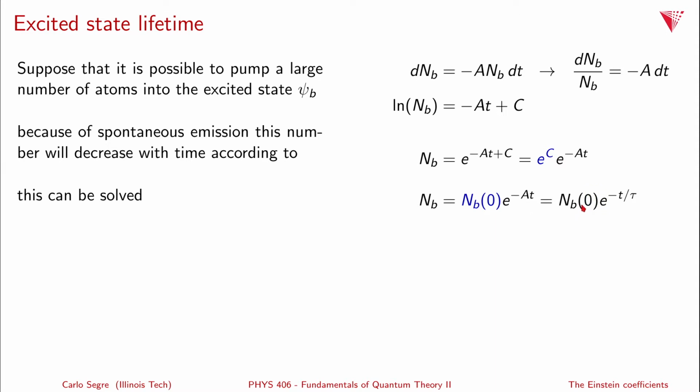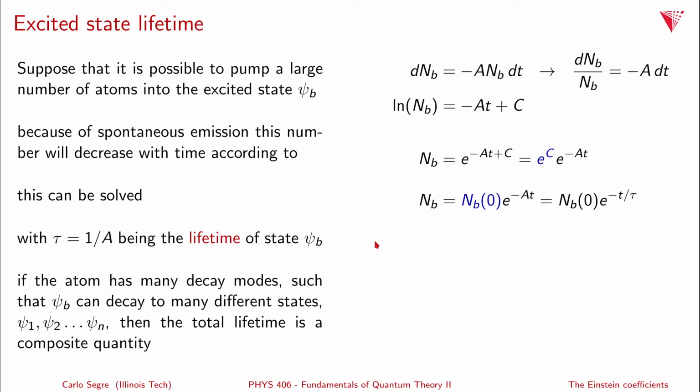We can rewrite this in a way that's a little bit more descriptive. N_b of 0 times e to the minus t over tau, where this is the lifetime. So tau is equal to 1 over the A coefficient, and it's called the lifetime of state psi b.